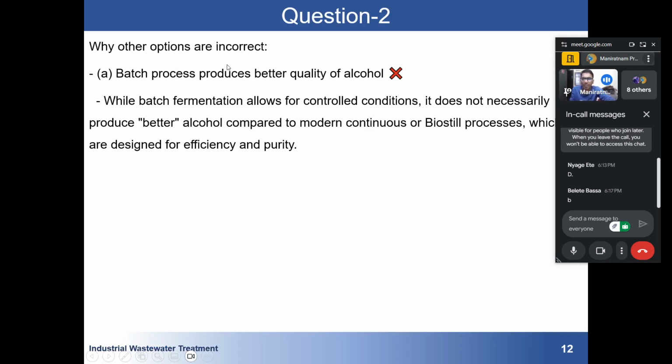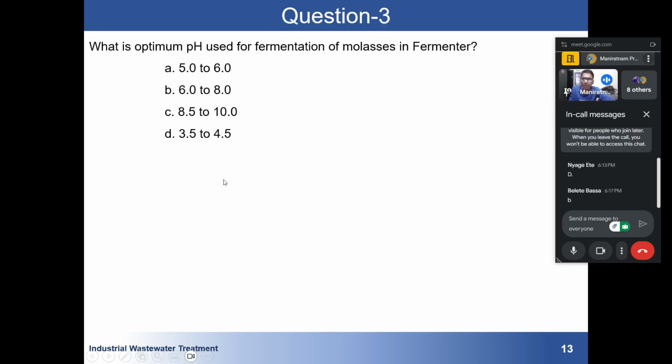Then why the batch process? No. While batch fermentation allows for controlled conditions, it does not necessarily produce better alcohol compared to the modern continuous or biostil process, which are designed for efficiency and purity. Okay, now what is the optimum pH used for fermentation of molasses in the fermenter?